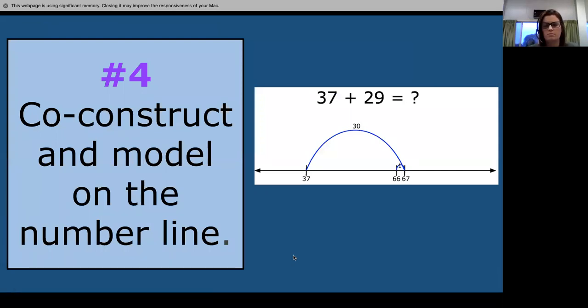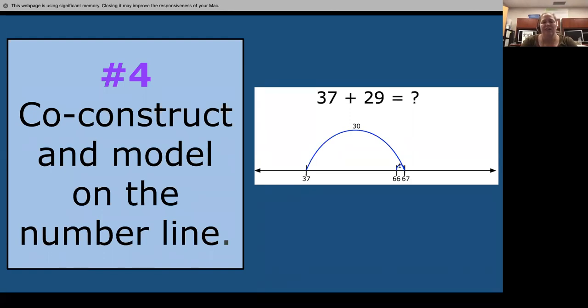So another thing that we need from our students is to co-construct with them a number line and to use it to model. So in our next little segment, we're going to be digging into some of the other strategies that we have left to look at on the continuum, and we're going to look at how we model those strategies on the number line.